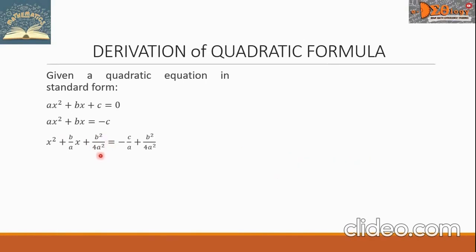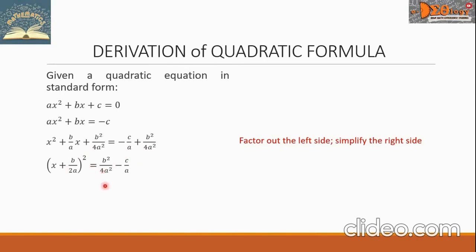And then let us now factor out the left side to form a square of a binomial, while the right side we will simplify. The left side now becomes the square of the quantity x plus b over 2a. This is equal to, for the right side, first let us interchange the position of the terms. The b squared over 4a squared comes first.